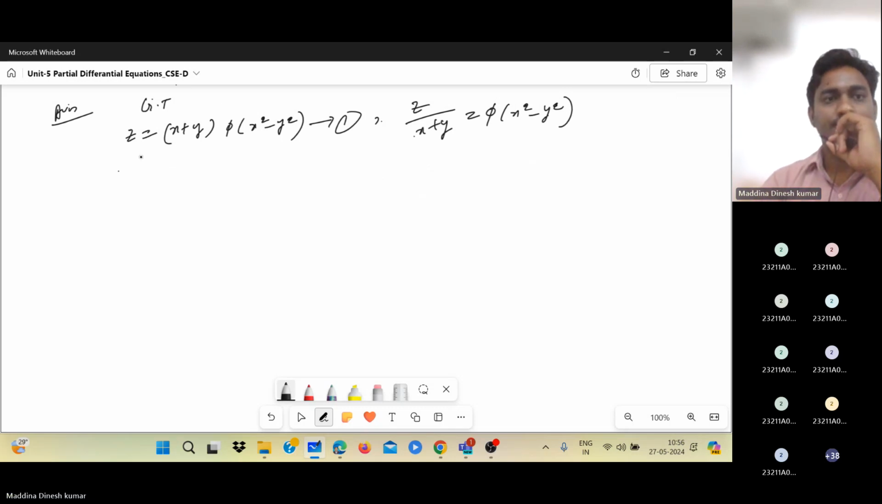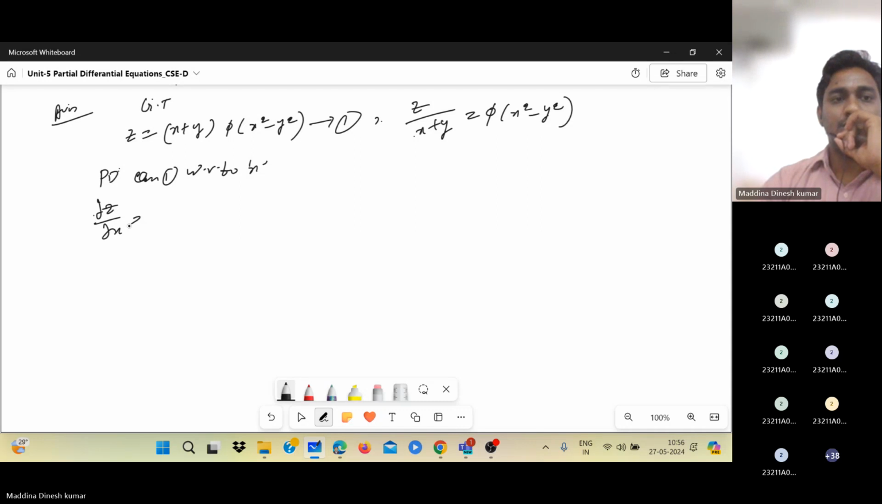Now partially differentiate equation 1 with respect to x. Okay, then we will get here dou z by dou x. Here the uv formula will come. Okay, we are going to use the uv formula, that is uv dash plus u dash.